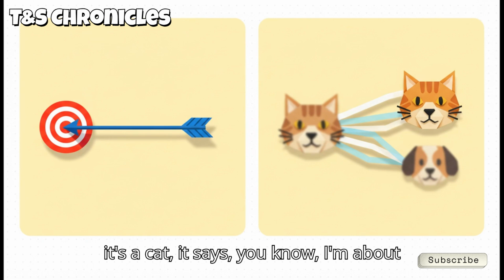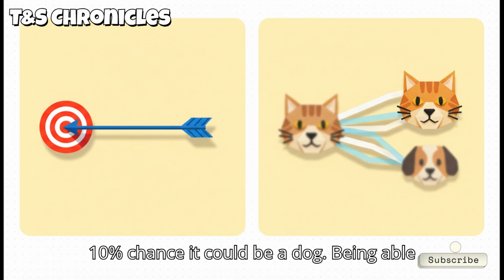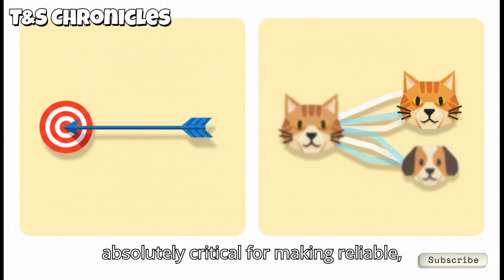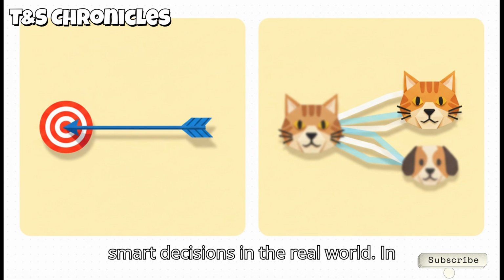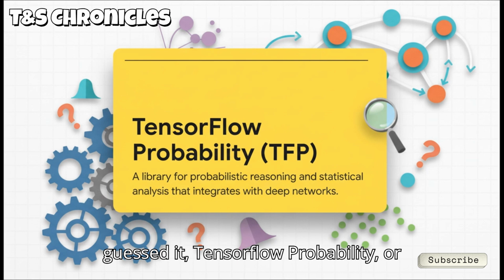It says, you know, I'm about 85% sure this is a cat, but there's a 10% chance it could be a dog. Being able to quantify that uncertainty is absolutely critical for making reliable, smart decisions in the real world. And TensorFlow's tool for this is, you guessed it, TensorFlow Probability, or TFP for short.